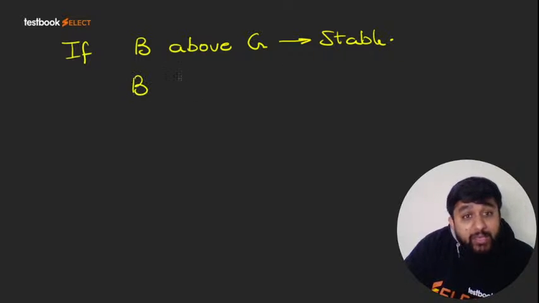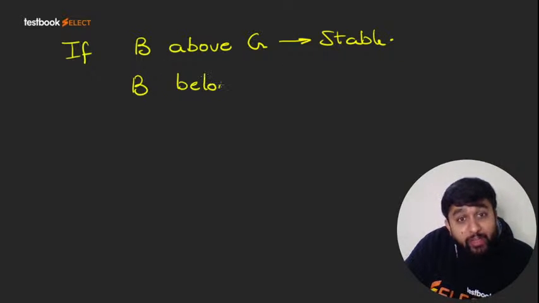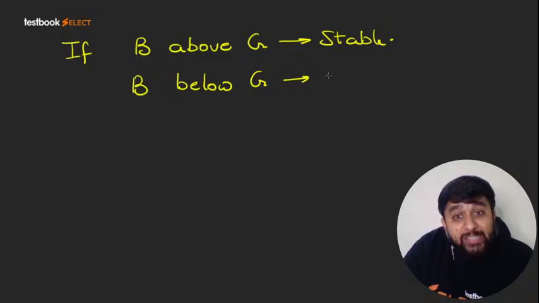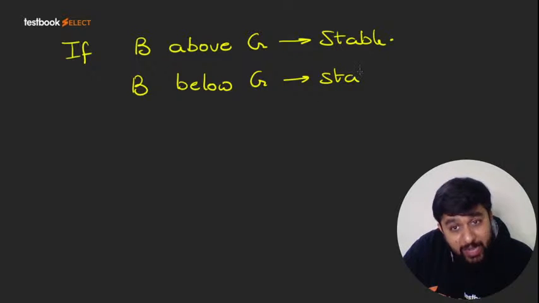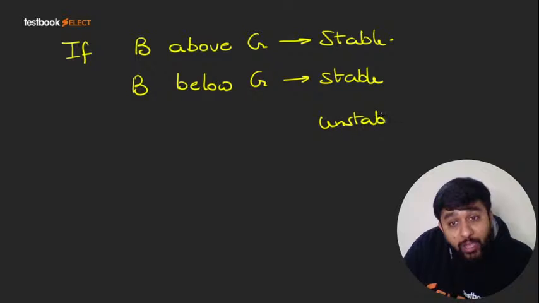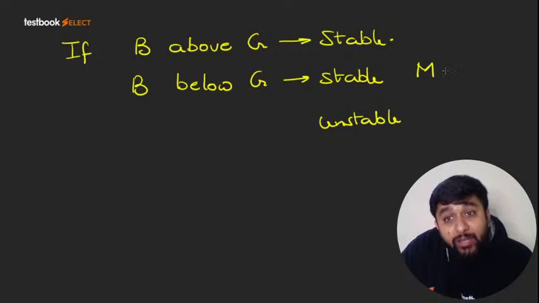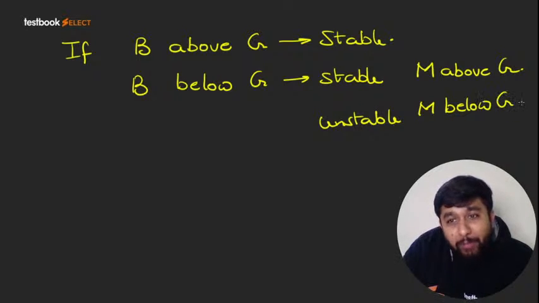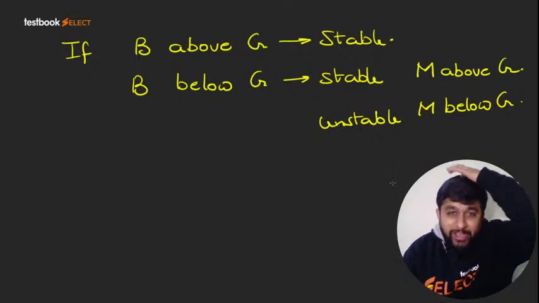If B is below G, then the floating body can be stable as well as unstable. The body will be stable if the meta center lies above G, and it will be unstable if meta center lies below G. I hope you remember these conditions.